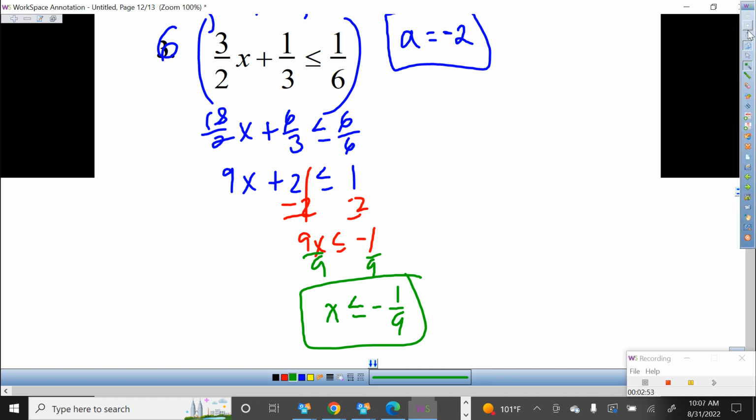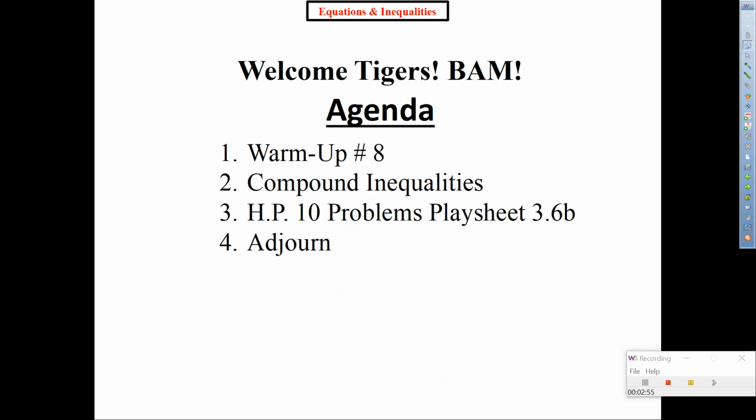All right, copy the agenda for today. Here we go. Warm-up number 8. We're still with compound inequalities. Today we finish that. Yesterday I was running a little bit short on time, so we're going to finish the second part today. And we only have 10 problems for tonight. It's a play sheet. Only 10. Pretty good, right?